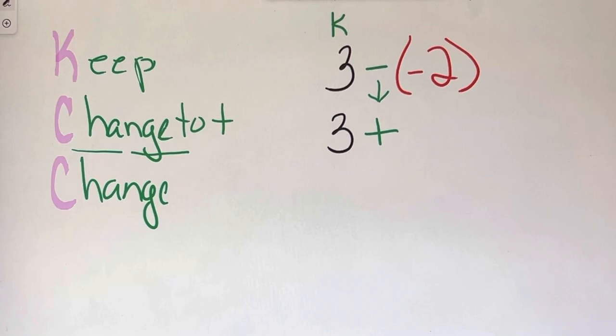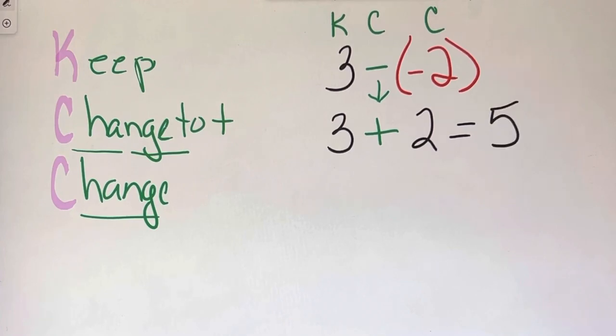And then we are going to change the negative 2. So we change the subtraction to an addition. We're going to change the negative 2 to a positive 2. And then we're just going to follow our rules for adding integers. Here we have positive numbers and we're adding more positive numbers. So we get a whole lot of positive numbers. It's going to be positive 5.